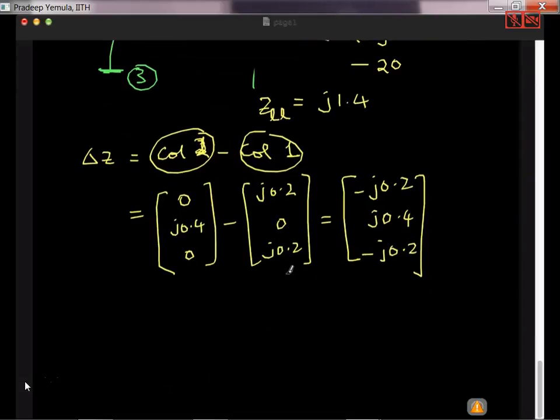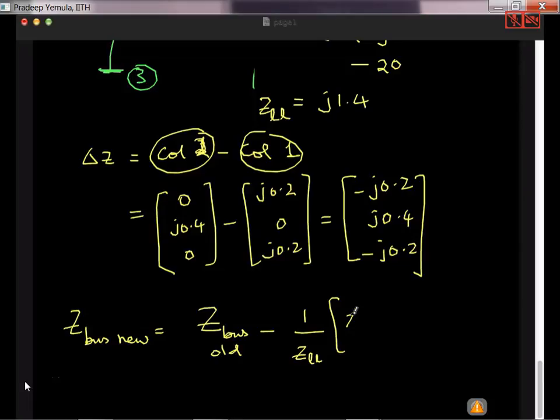So then what is the formula? Z bus new is equal to Z bus old minus 1 by ZLL into delta Z into delta Z transpose. So this is what we had seen in the previous class as a formula. So first I will calculate this part. So what should I do?